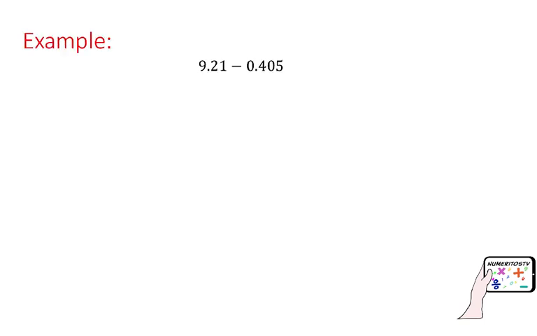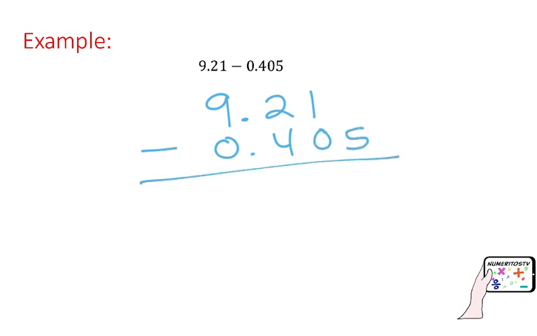Let's do another subtraction. I have 9.21 minus 0.405. Here it is very important that you put that 0 in that missing place value. So now that I fill up my 0, I am going to start subtracting.